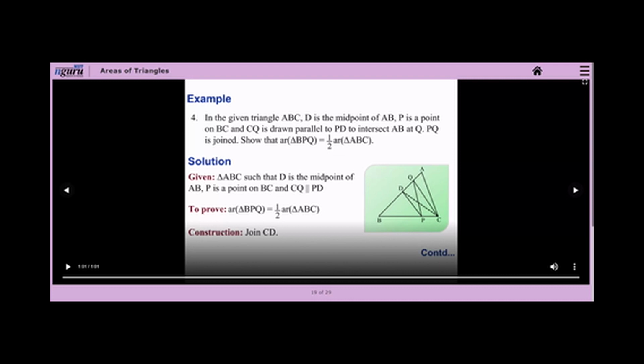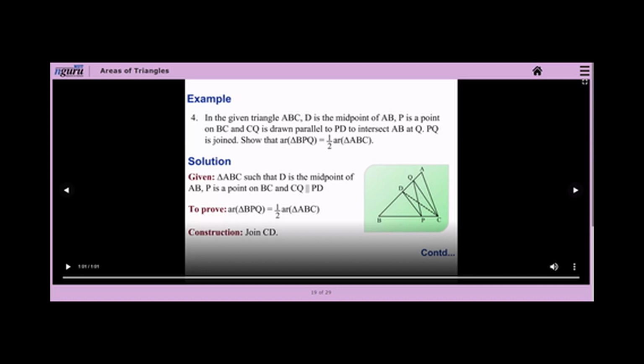Then after that, you want BPQ. How to get BPQ? Ma'am, triangle equal to DCA, ma'am. DCA. How? Ma'am, because D is the midpoint of AB. So CD is the median. Correct? Yes, ma'am. CD is the median. So area of BDC is equal to area of ADC.